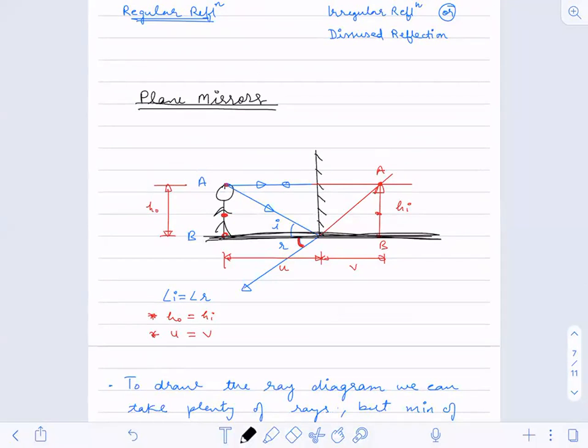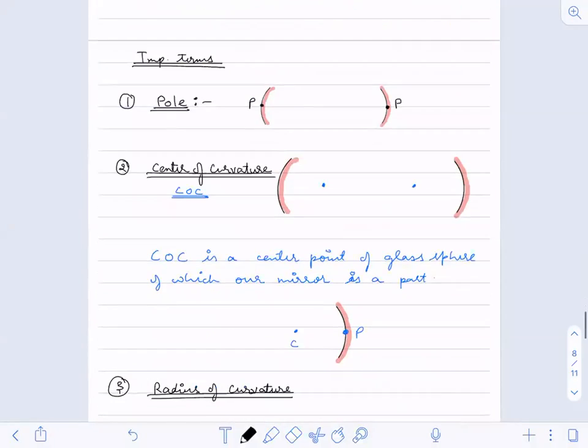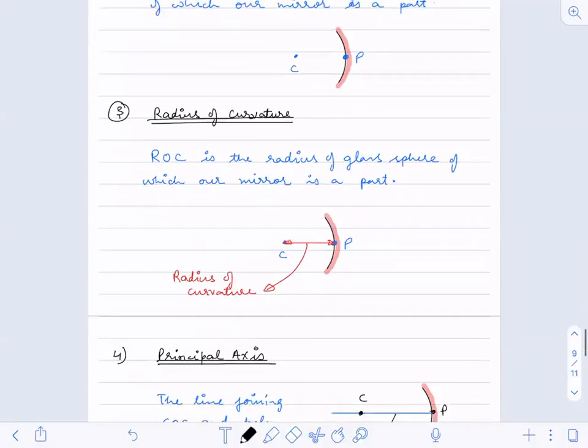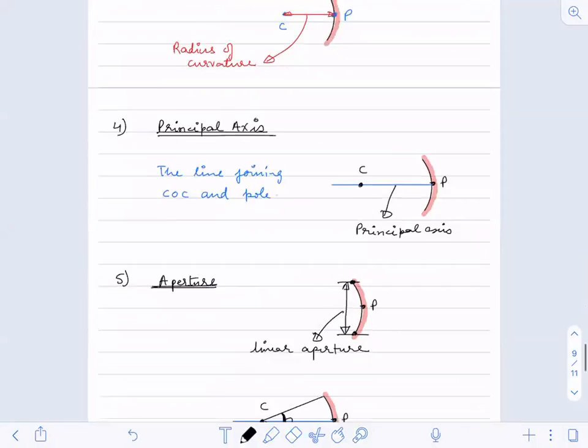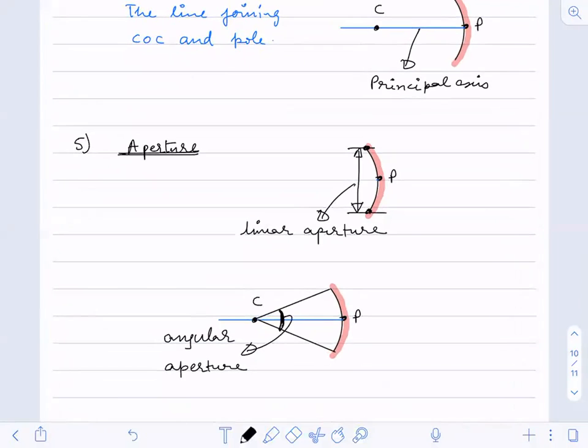Application of aperture: this is to let in more light. If you widen it, if you increase the value of linear aperture, what will happen? More light will come, and so you will have a better clarity in the image. Linear is because it is in length. Angle means angular.